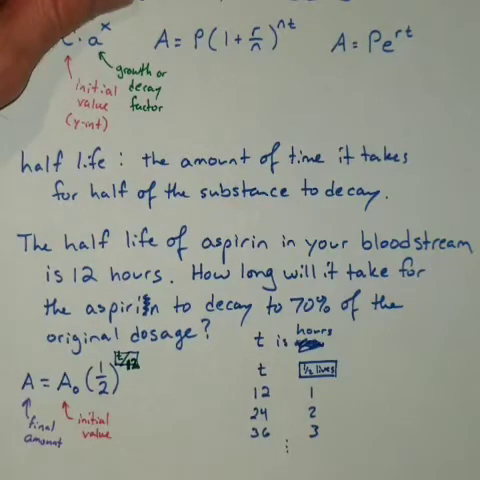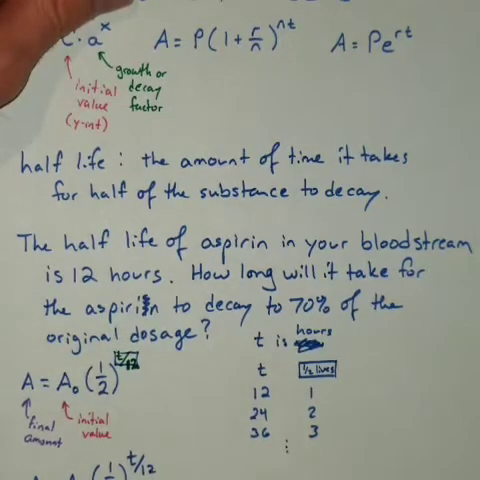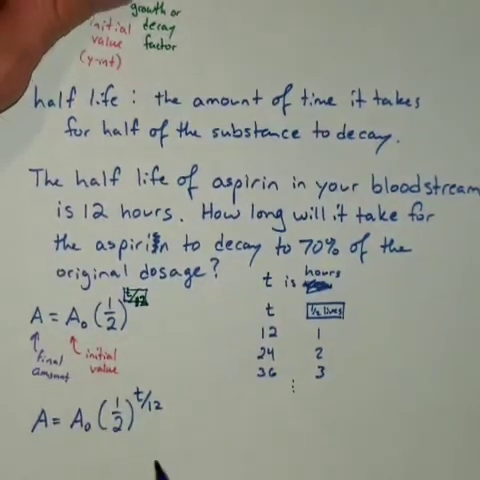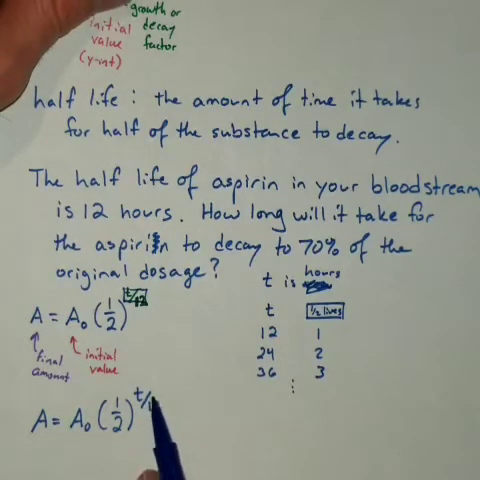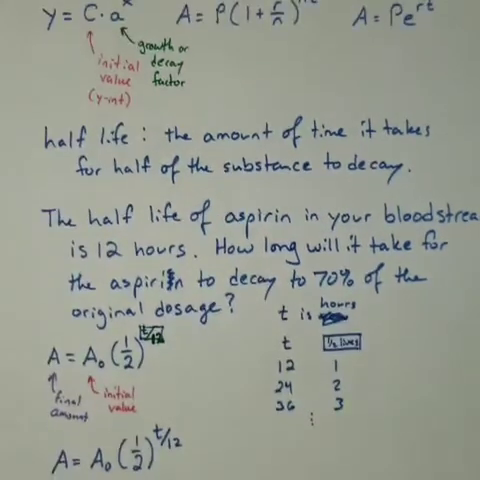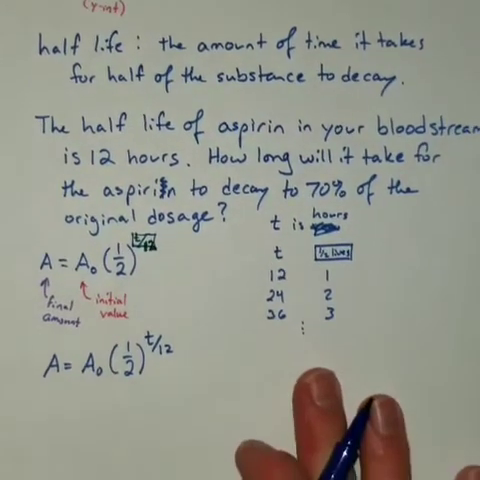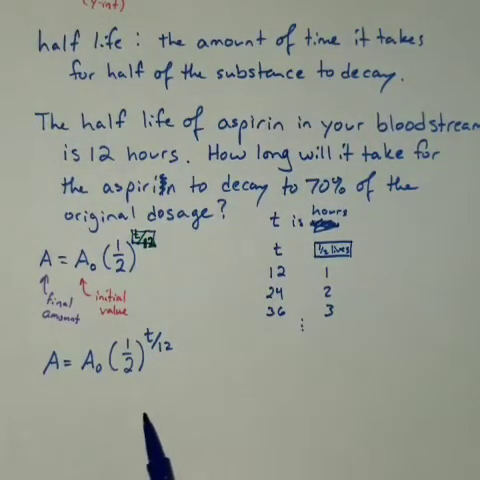Alright, so I'll rewrite this so it looks a little nicer. The final amount is the initial value times 1/2 raised to the t over 12. Now, as a general rule, whoa, we can't see that. There it is. A equals A sub 0 times 1/2 to the t over 12. As a general rule, you want the half-life to be the denominator in the exponent. Okay. Then from there, we should be able to make our calculation.